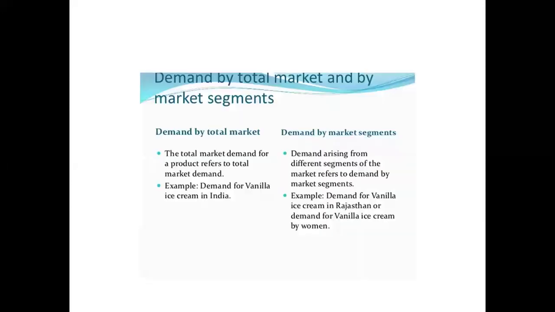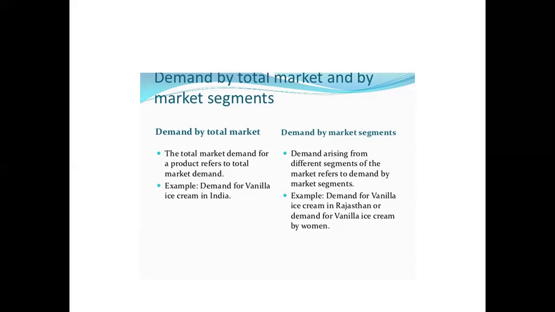Coming on to the next, here we are going to read what is total market demand and what is market segment demand. When the demand for a commodity comes from the entire set of consumers in the market, it is total market demand. But when the commodity is demanded by a particular segment or section of the society, then it is known as a market segment demand. The entire demand for a commodity in a market is referred to as total market demand.